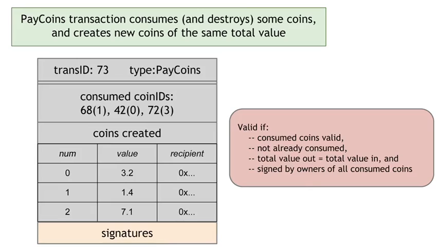The second kind of transaction we're going to talk about is a pay coins transaction. This is a transaction that consumes some coins and destroys them and creates new coins of the same total value, but which might belong to different people. So over here on the left, we have an example of what a pay coins transaction looks like. This is transaction ID number 73, let's say. Its type is pay coins.